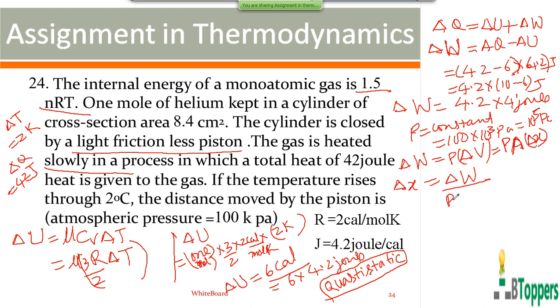delta W by P into A. So delta W in SI unit is 4.2 into 4 joules. The pressure of the gas is constant, equal to 10 power 5 pascal. Area of cross section of the piston is 8.4 square centimeter, that you can write as 8.4 into 10 power minus 4 square meter.